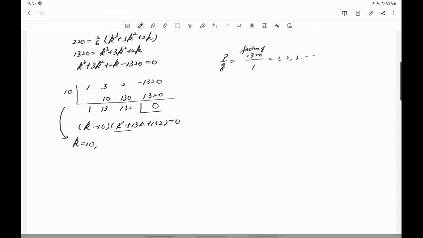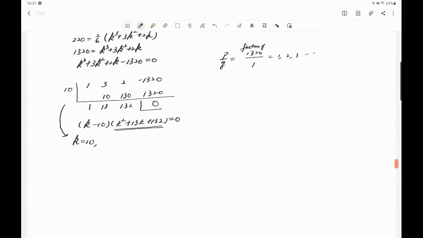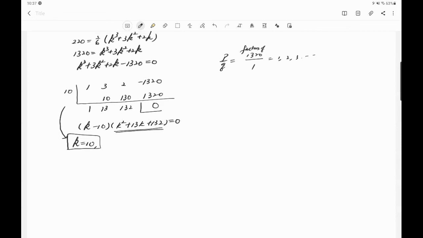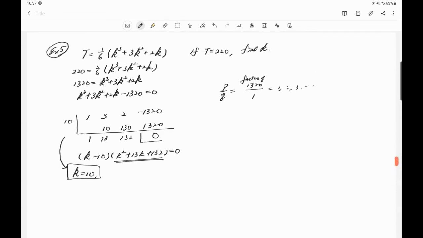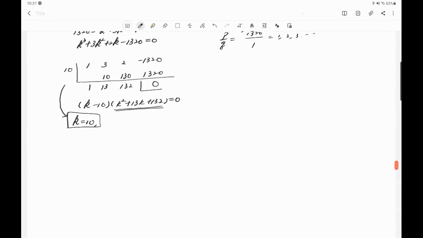Do we need to find another case? No need, because we know that there's only one positive real zero. We don't need to find the negative case. So the level of this glass stack is what? 10 levels. All right, let's try the next one.